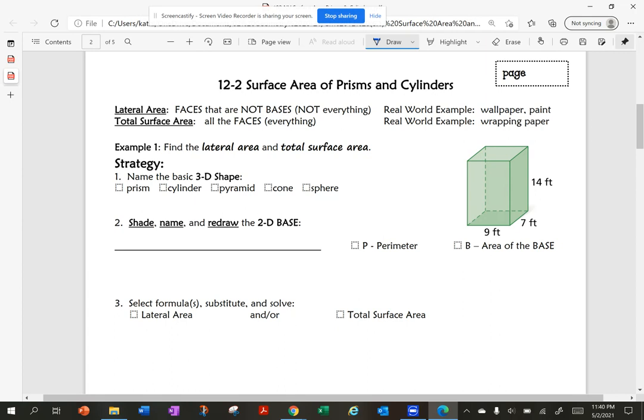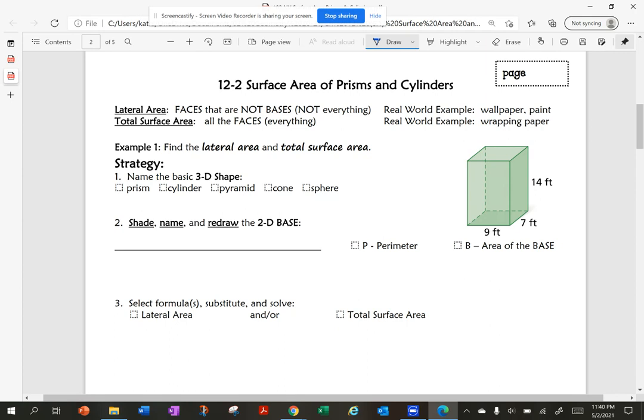A real-world example of lateral area would be wallpaper and paint, because we're usually painting the walls, but not the ceiling and the floor. But a total surface area example would be wrapping a gift. So we would wrap all the faces.